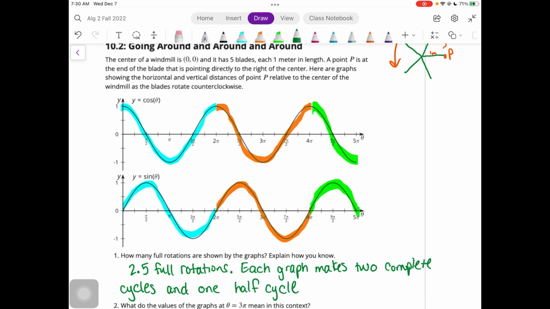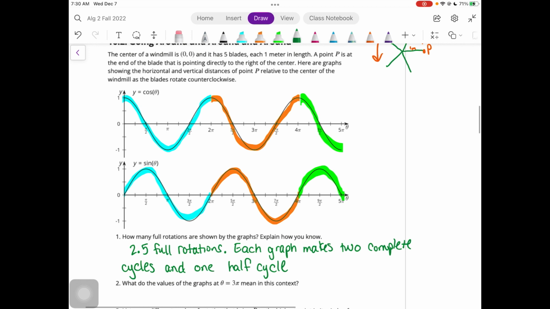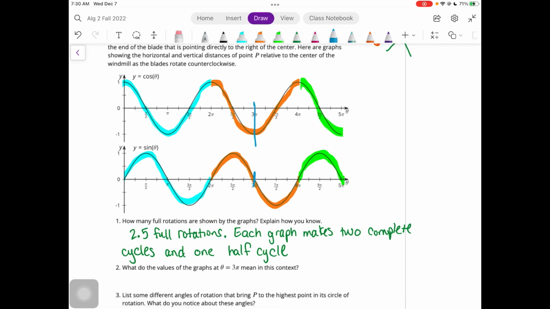All right, what do the values of the graphs at theta equals 3 pi mean in this context? So where are those values? 3 pi, so here and here, right? And so the point P has rotated how many times? 1.5. So P has rotated 1.5 times, right? Because you have the whole blue highlighted cycle, and then it goes to half of the orange highlighted cycle.